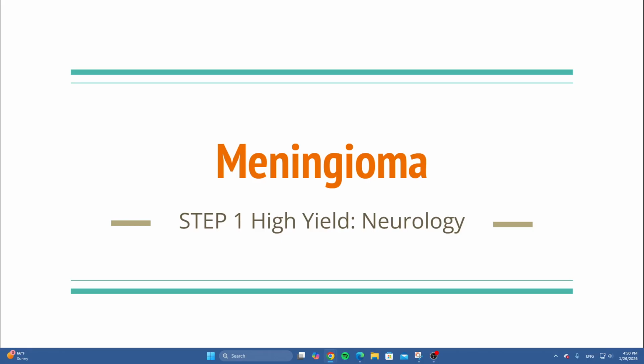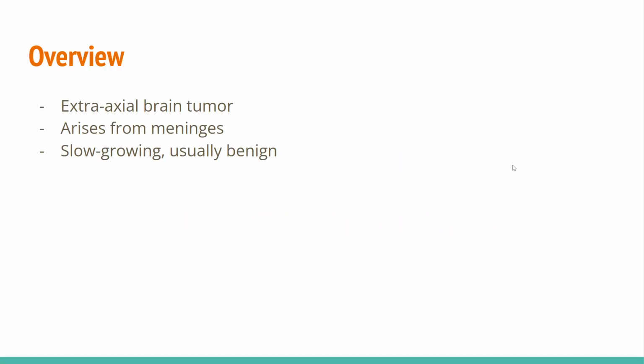It's one of the more commonly tested primary brain tumors on Step 1, and it's a pretty high yield topic because the NBME can give you an image or even a tumor location, and it's important for you to distinguish extra-axial from intra-axial brain tumors. Hopefully by the end of the video you can really understand more about meningioma.